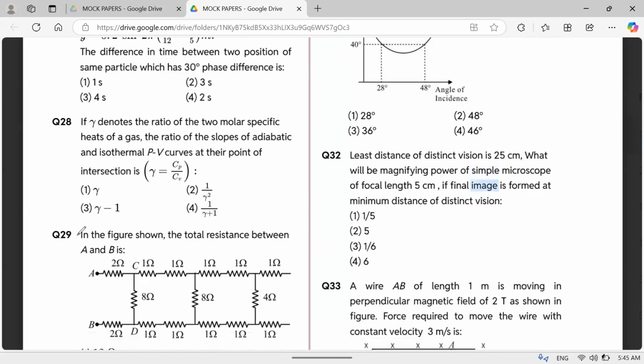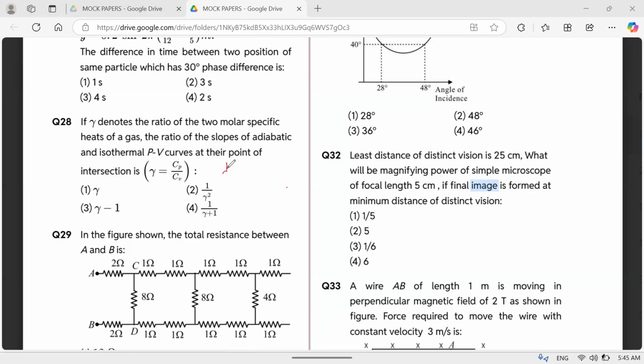Question 28. If gamma denotes the ratio of the two molar specific heats of a gas, the ratio of the slope of adiabatic and isothermal PV curve at their point of intersection will be equal to how much? Gamma denotes the ratio of two molar specific heats, so gamma will be equal to Cp by Cv. Fourth option. Slope will be equal to how much?